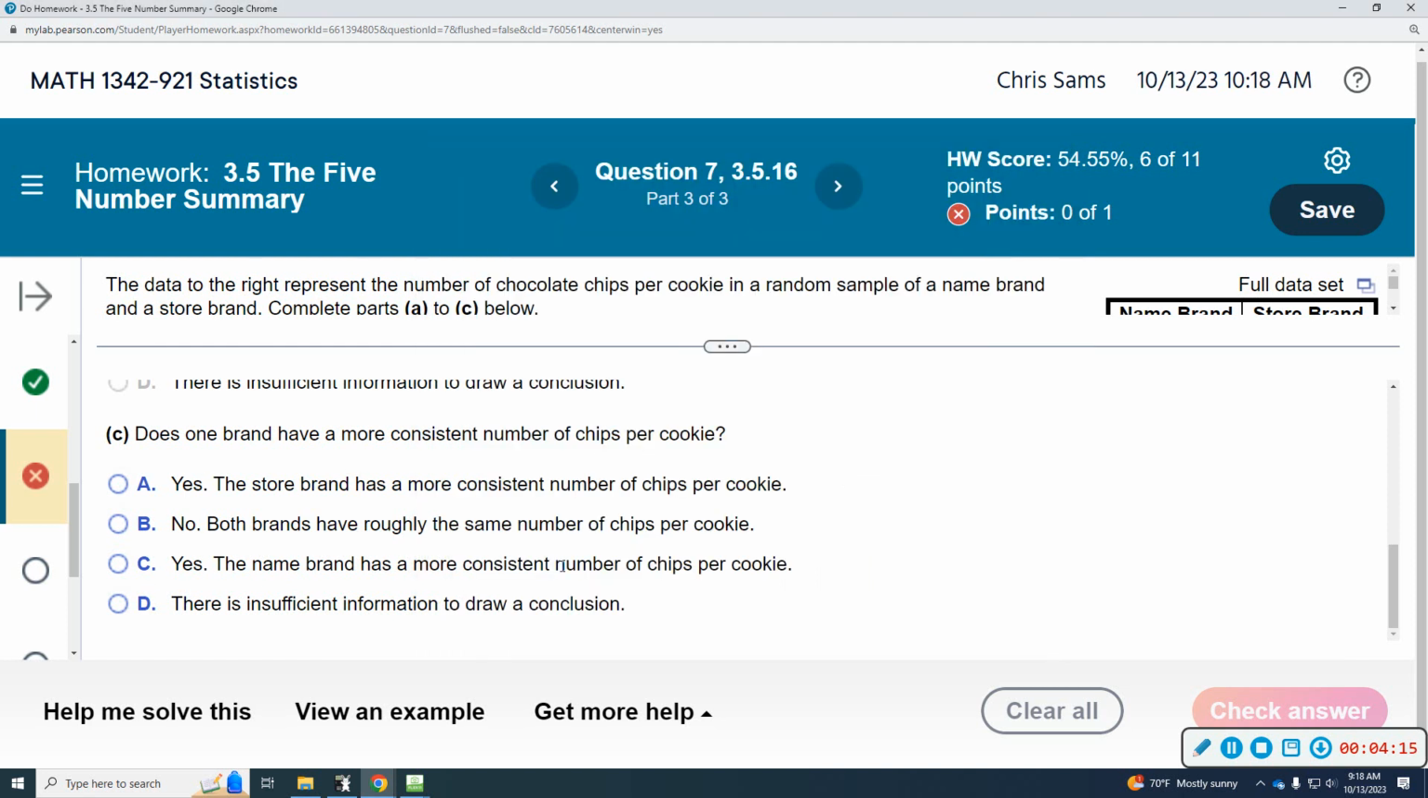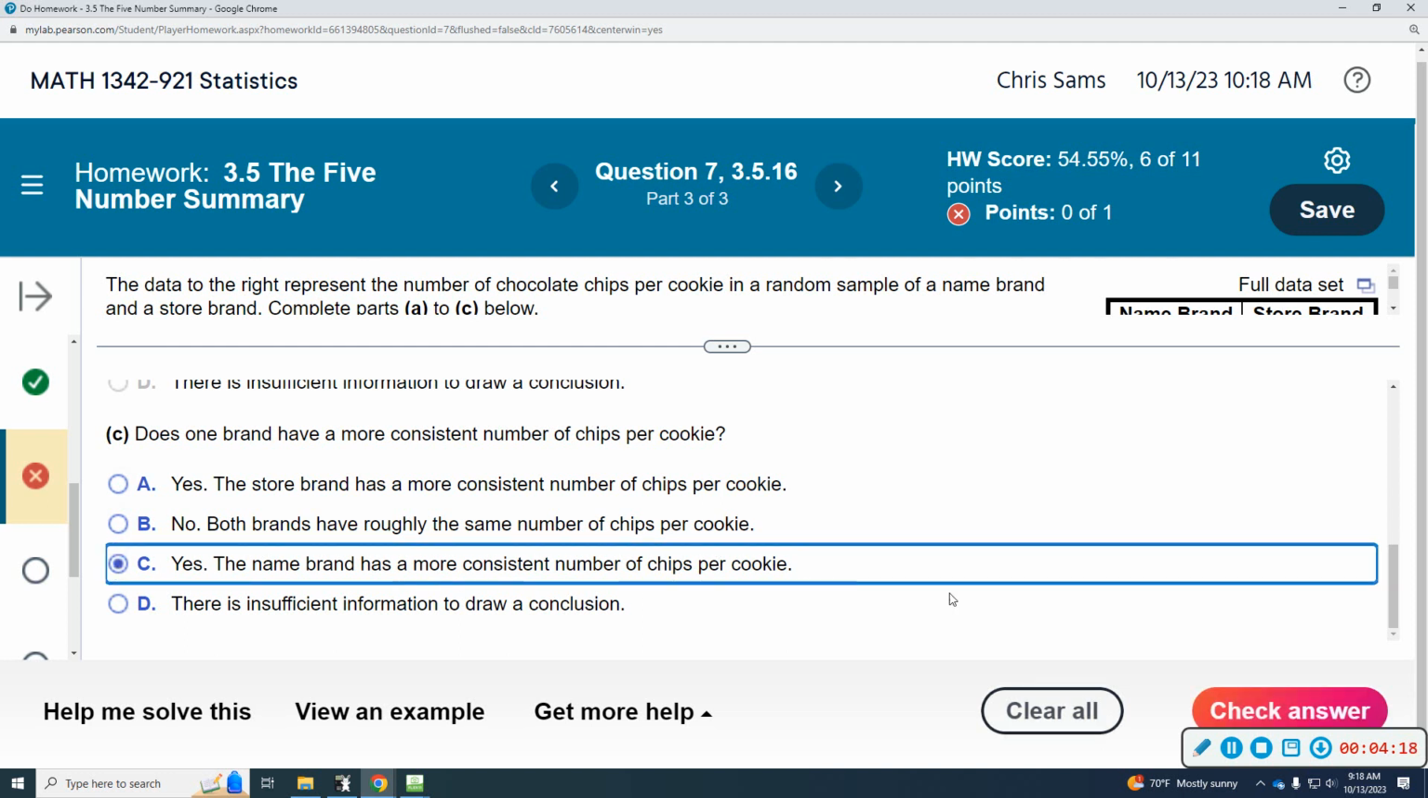Store brand, name brand, more consistent. So we're going to say the name brand is more consistent.